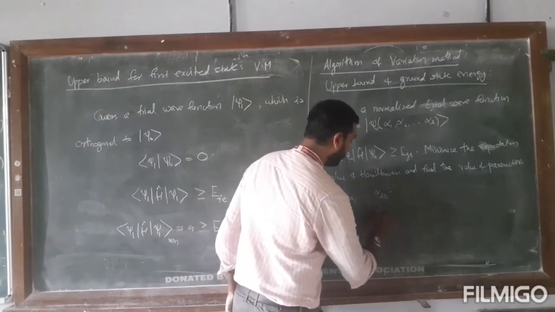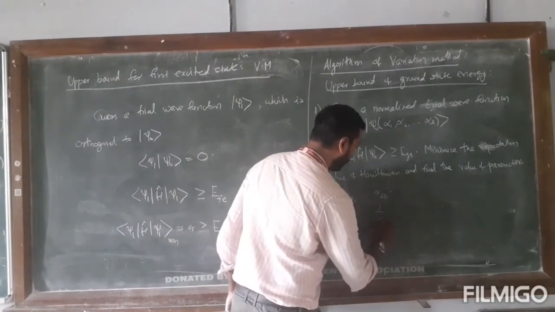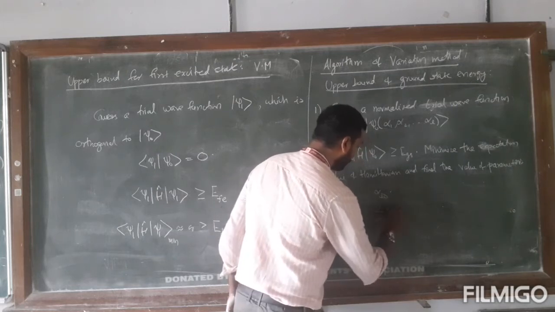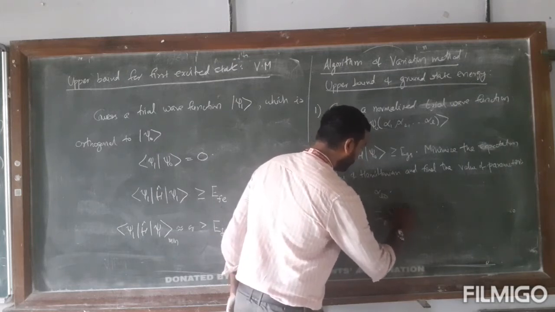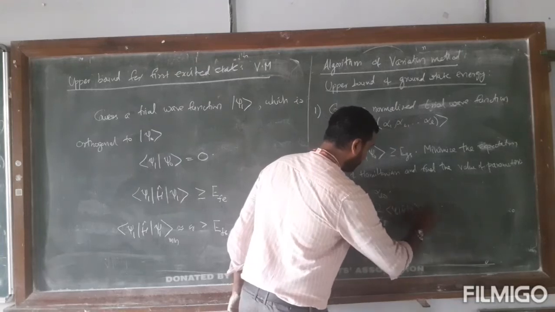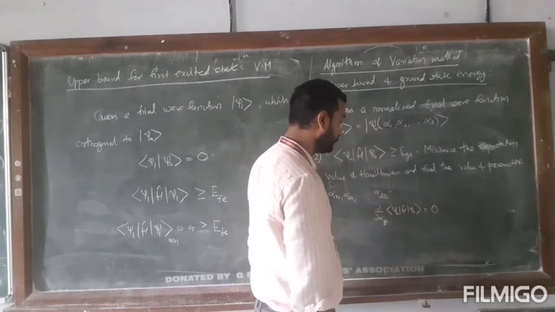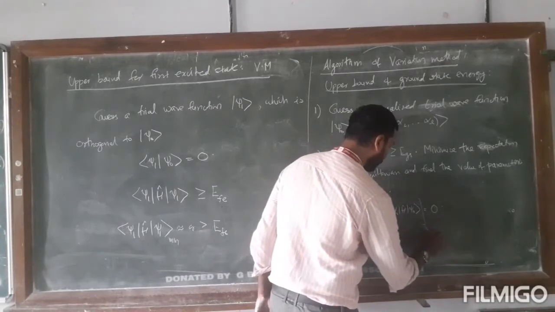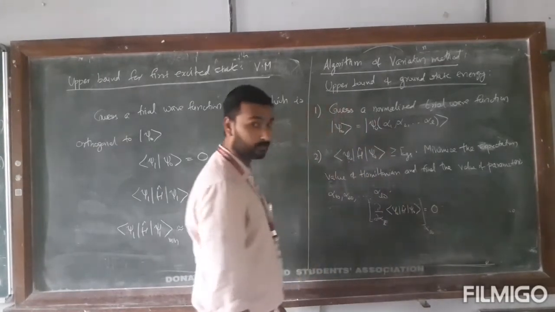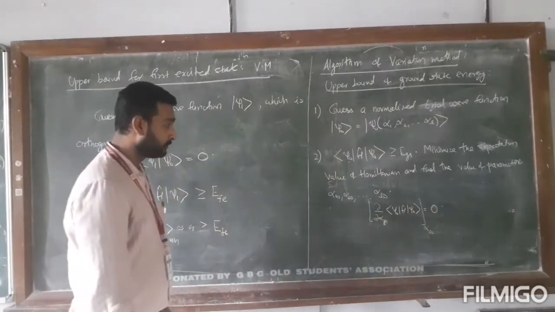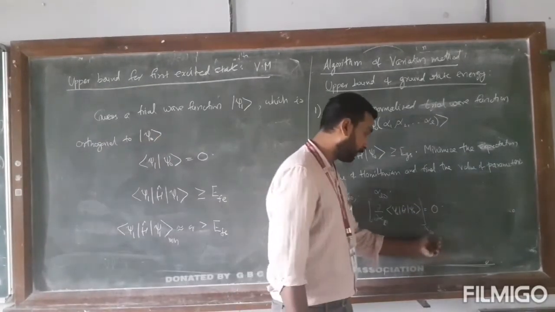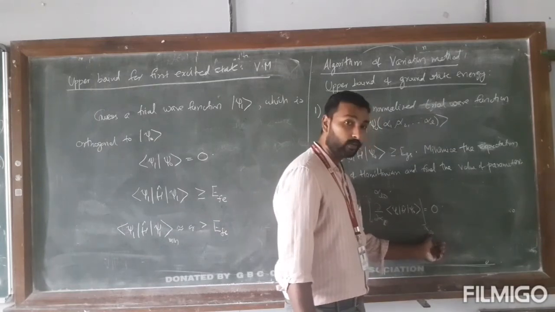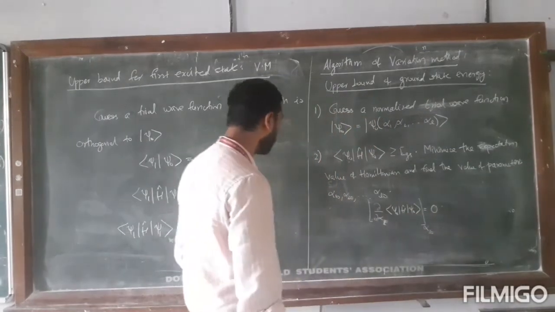So dou by dou alpha L of the expectation value of psi 0, H, psi 0 will be 0 for alpha L 0. Okay, so from that we can find out which parameter value minimizes the Hamiltonian.